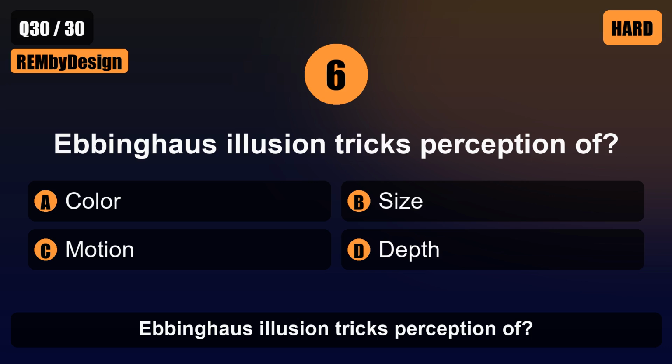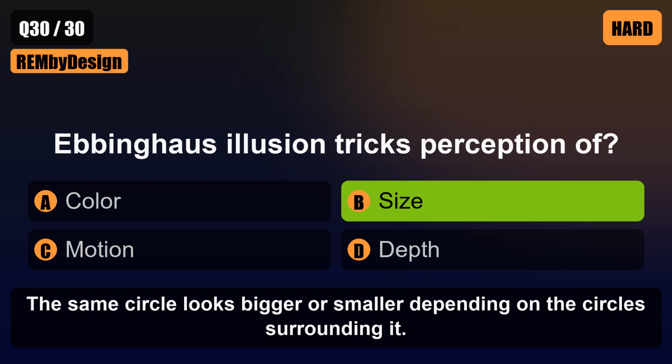Ebbinghaus illusion tricks perception of A. Color, or B. Size, or C. Emotion, or D. Depth. The answer is B. Size. The same circle looks bigger or smaller depending on the circles surrounding it.